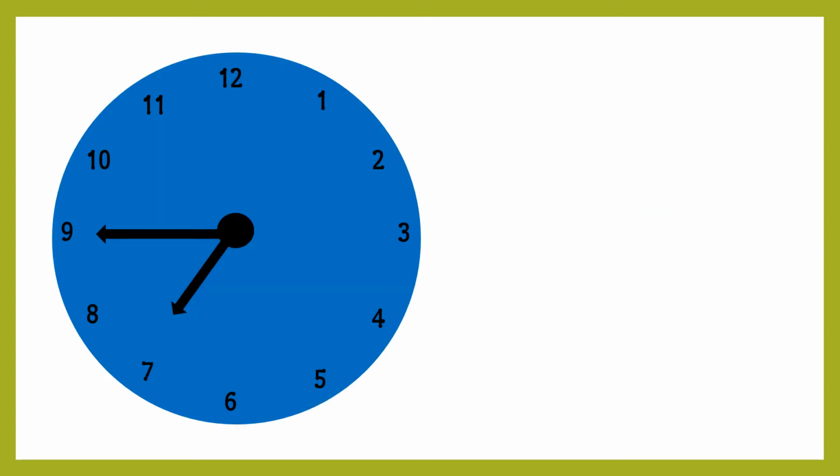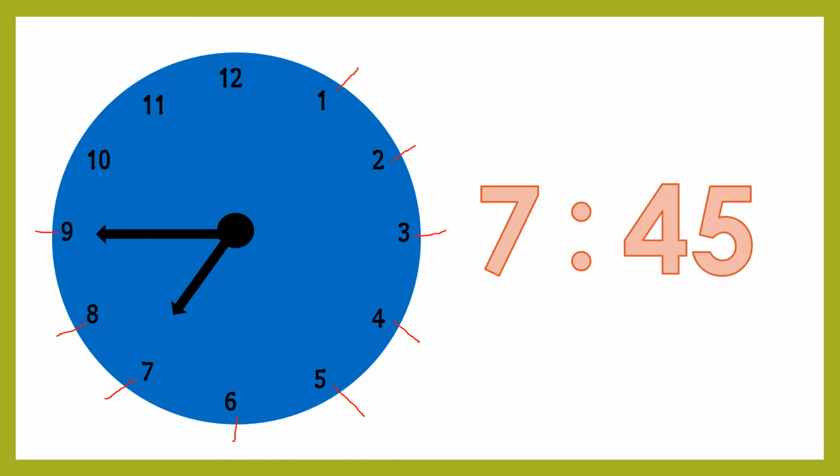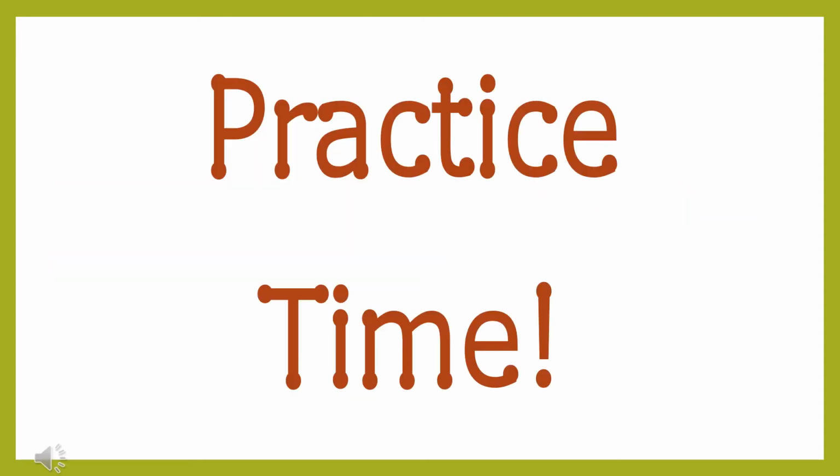Let's take a look at the next clock. Again, the short hand is pointing to 7, so the hour is 7. And we need to count from 1 to 9 by 5. 5, 10, 15, 20, 25, 30, 35, 40, and 45. So the time is 7:45. Good. Now let's go to the next.